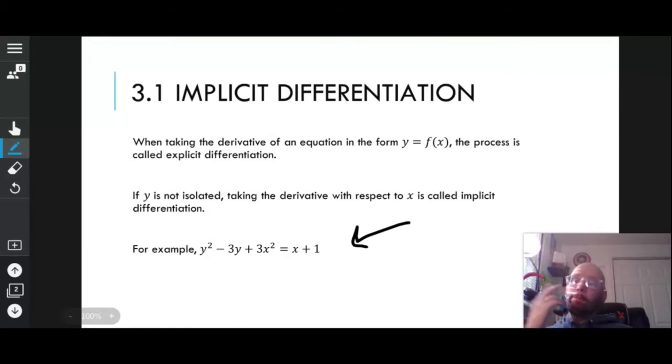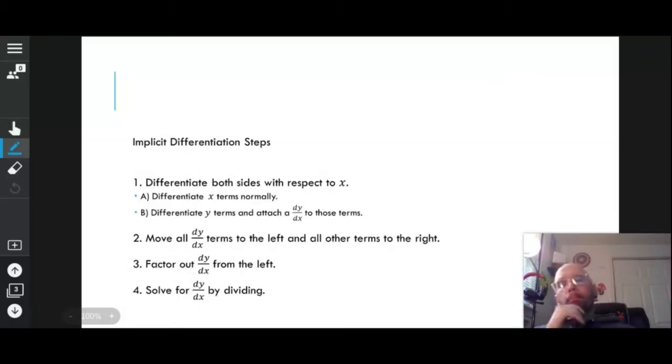So how do we do it? Well, it's a four-step process, really. First things first, don't change anything. Don't change your equation. Don't change it at all. Just take the d dx of both sides. You're literally going to write out d dx of both sides.